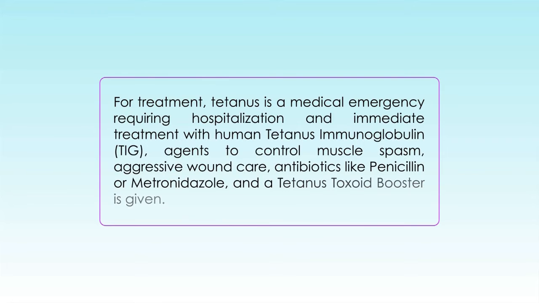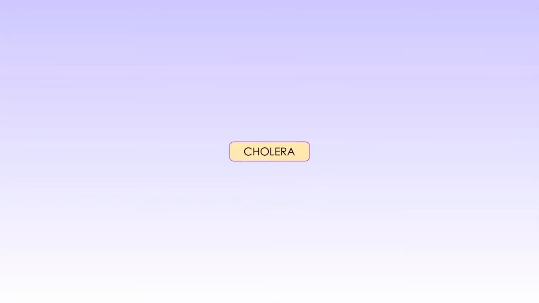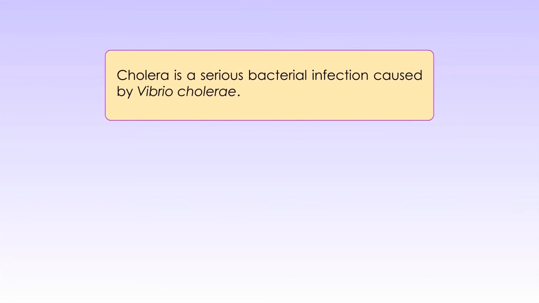For treatment, tetanus is a medical emergency requiring hospitalization and immediate treatment with human tetanus immunoglobulin, agents to control muscle spasm, aggressive wound care, antibiotics like penicillin or metronidazole, and a tetanus toxoid booster is given. Now we'll come to cholera. So this cholera is a serious bacterial infection caused by Vibrio cholerae.